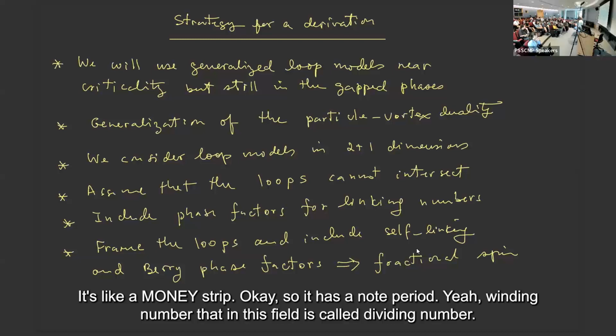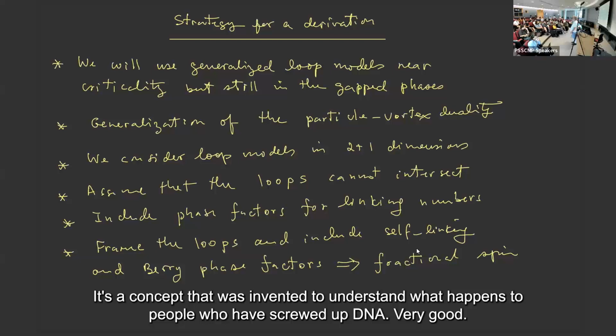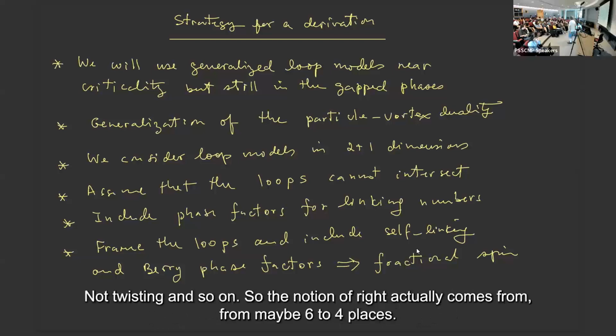So it has a non-trivial winding number, which in this field is called the writhe. It's a concept that was invented to understand what happens to people who have screwed up DNAs because they get, you know, twisted and so on. So the notion of writhe actually comes from biophysics of all places. So you play a role here.